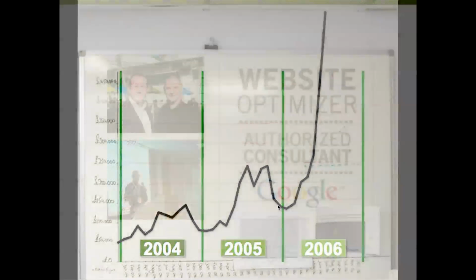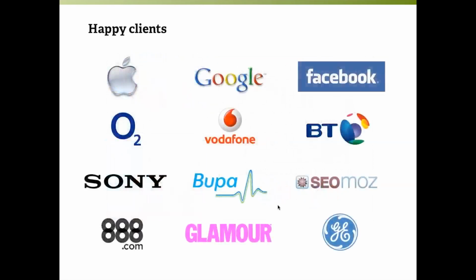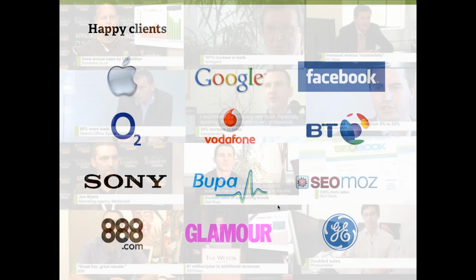We wrote an article with 108 tips for split testing, and you can still find that on our website. The article went viral. Google contacted us the next day and invited us to become one of the first Google authorized consultants for Website Optimizer, and that's how the business began. And now we're doing the same thing, increasing conversion rates for some of the world's most sophisticated companies like Apple and Google and Facebook, and it really works. We've more than doubled a load of businesses with these techniques.